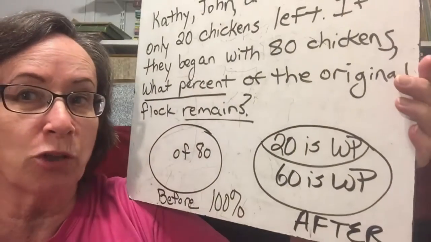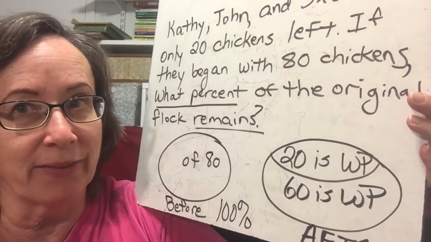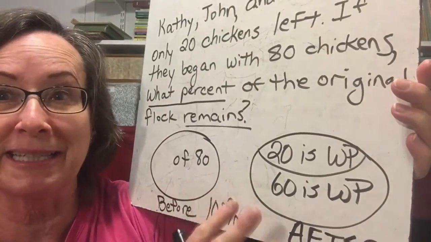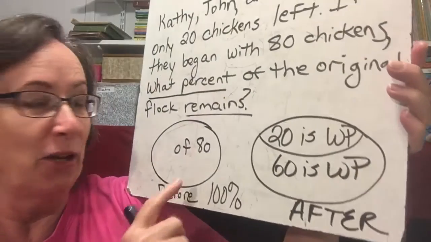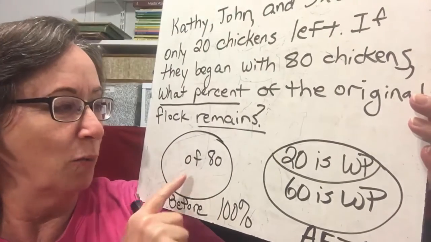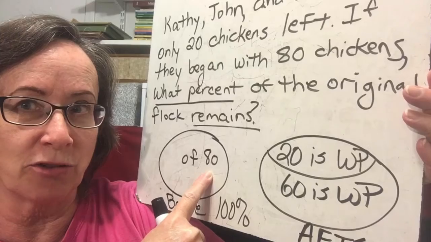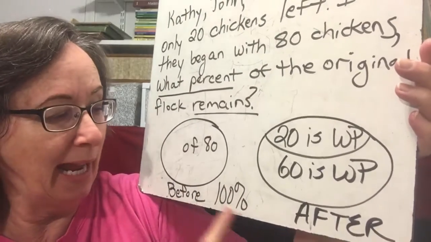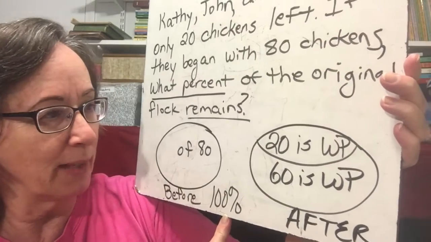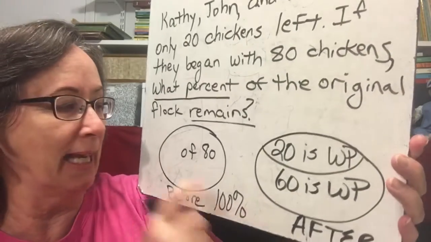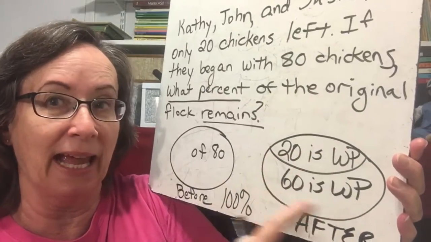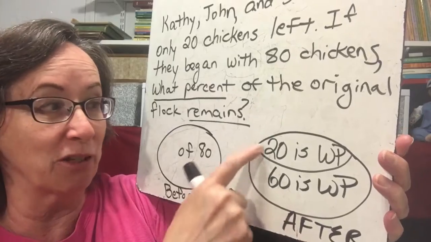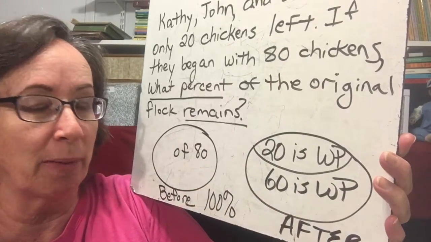Okay, so now we're going to draw a picture. I call these egg problems because to me those look an awful lot like eggs. So I call these egg diagrams. You're going to make a whole egg, which is the total number of chickens you started with, and the 80 is the before number and the 100% number. And then we're going to split the 80 into 20 and the 60. Those are the chickens that disappeared, and the 20 is the chickens that are remaining.